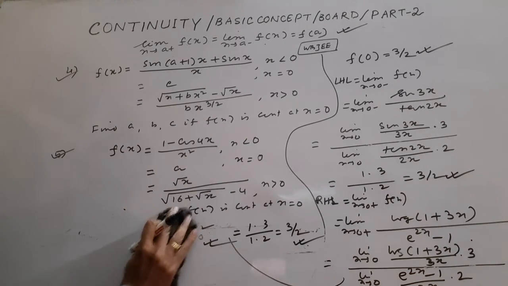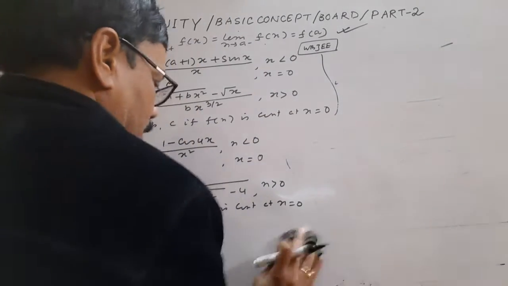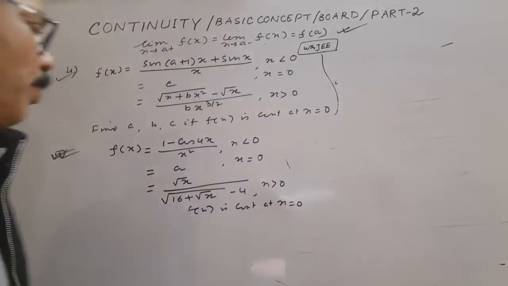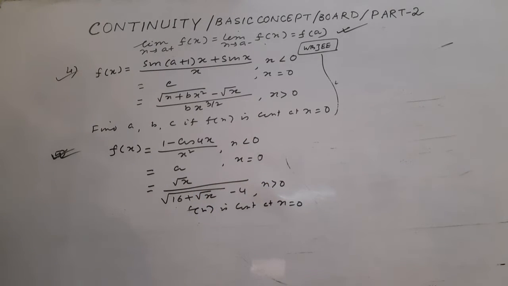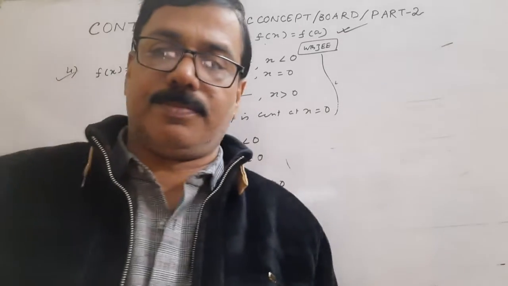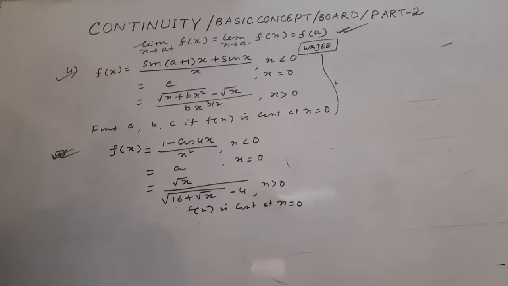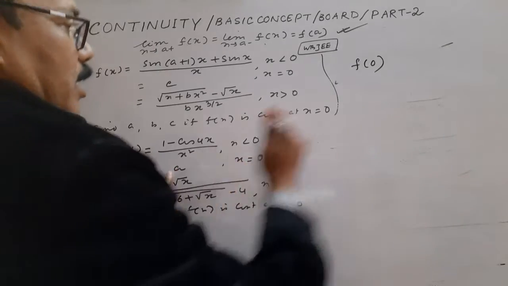Now, next problem. Problem number 5. f(x) is given for x less than 0, equal to 0, greater than 0. Find if f(x) is continuous at x equals 0. So you have to use this definition. So what is f(0)? f(0) is given as a.